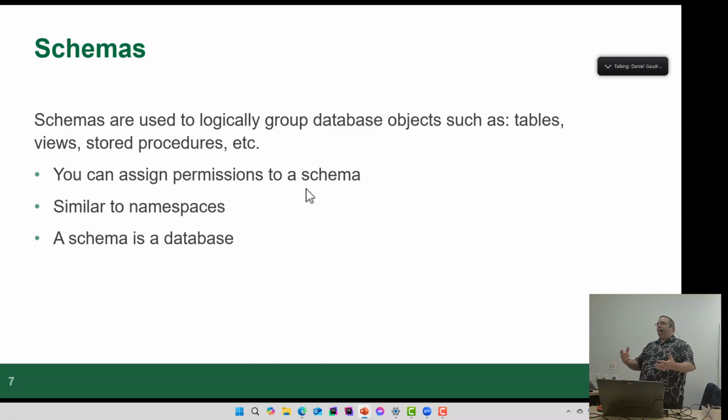You can set permissions and rights. They talk about something being similar to a namespace. You don't even know what a namespace is, so I'm probably going to take that out for next year's lecture.